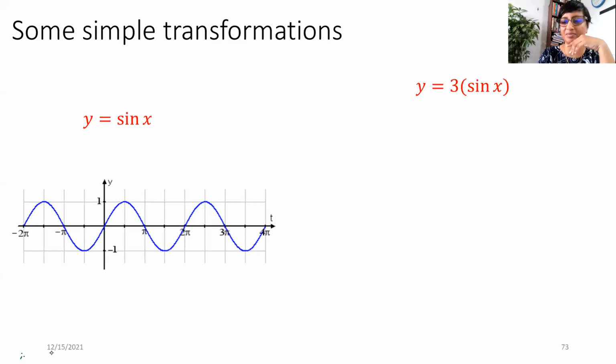If I multiply my sin x by a number, like I have multiplied by 3 here, how would the graph look like? How would the graph change? How would the graph transform?